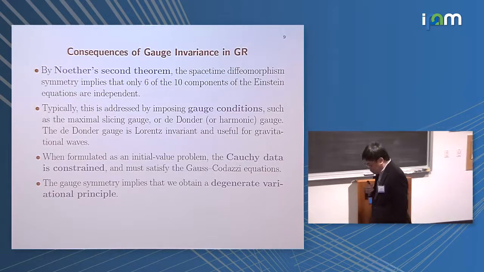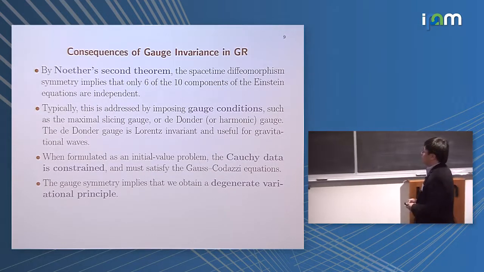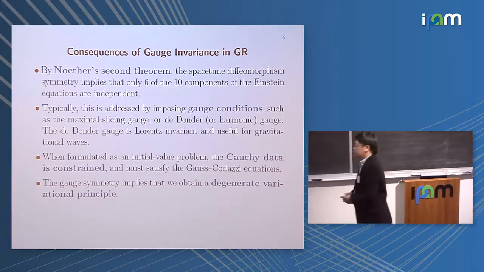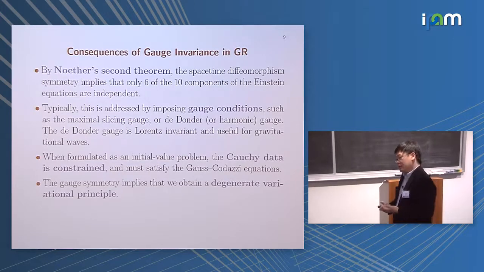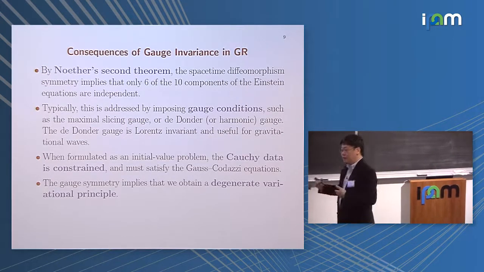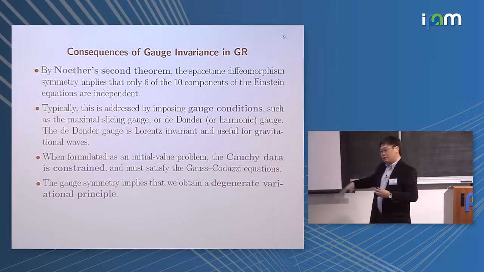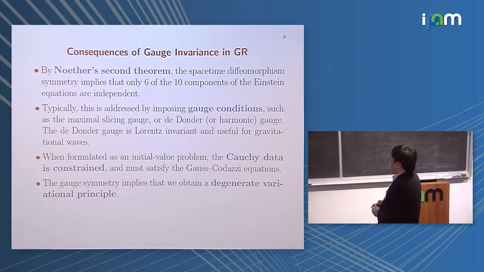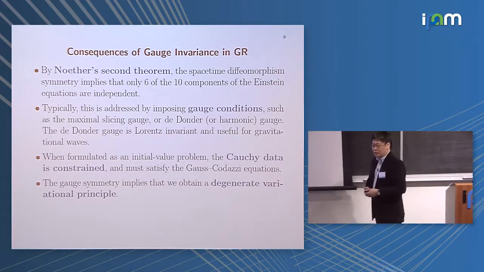Okay, so let me say now what the implications are of gauge invariance in general relativity. In addition to Noether's first theorem, which relates symmetries to conservation laws, there is also what is known as Noether's second theorem. Noether's second theorem more or less says that when you have some sort of gauge symmetry, the corresponding Lagrange equations are not functionally independent of each other. If you pick some subset of those equations, then the rest of them are automatically satisfied once that subset is satisfied. So in the case of GR, the space-time diffeomorphism symmetry implies that only 6 of the 10 components of the Einstein equations are independent.